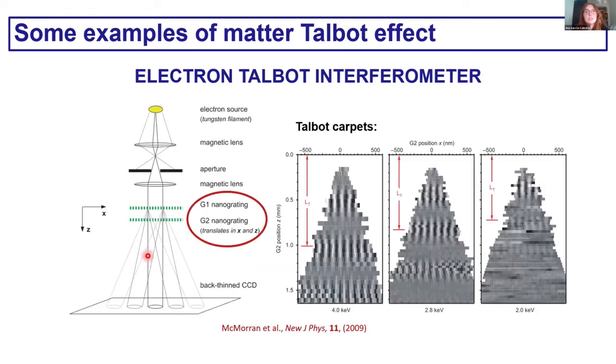The second one is an experimental work about an electron Talbot interferometer. Here, a collimated electron beam is diffracted by two nanofabricated gratings. After the first one, Talbot images appear. The second one is useful for retrieving the Talbot carpets in the detector by doing a scan in the transverse and longitudinal direction. Finally, they find different Talbot distances depending on the energy of the electrons.